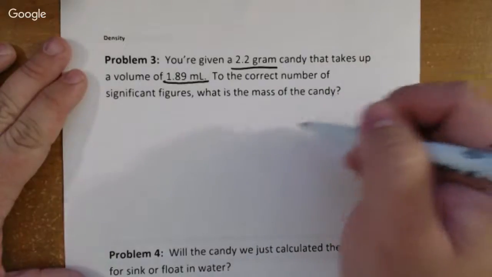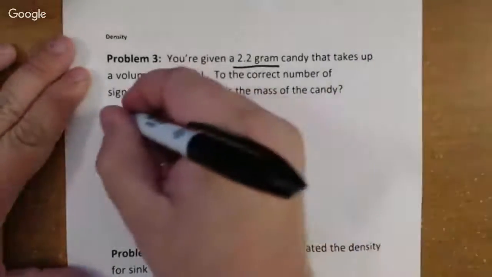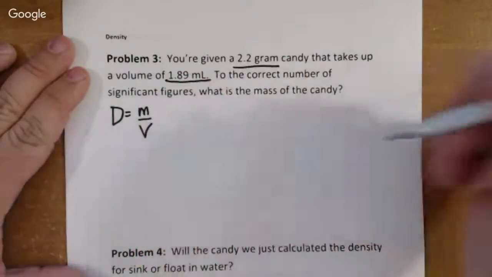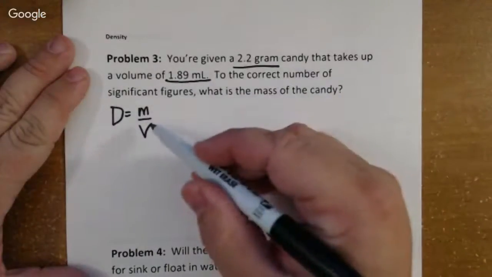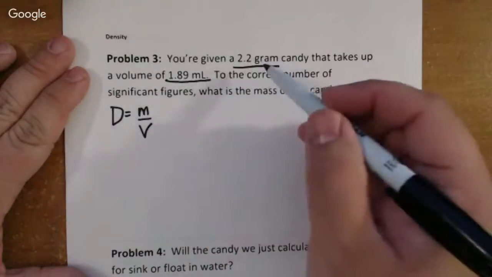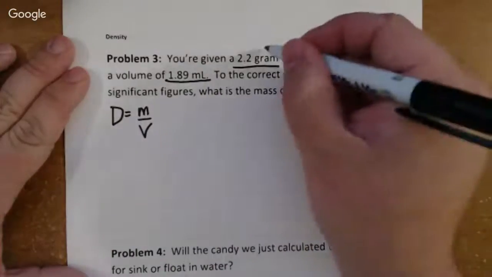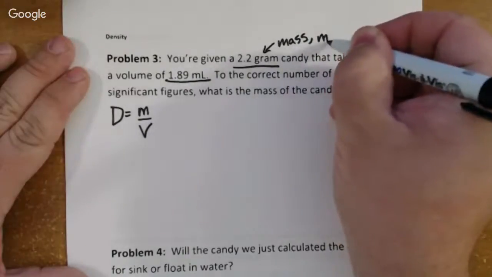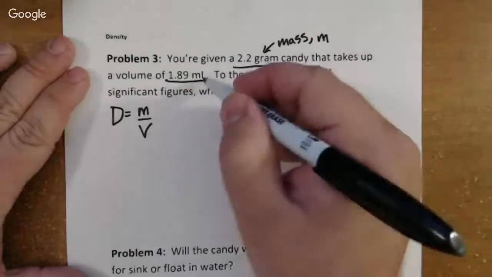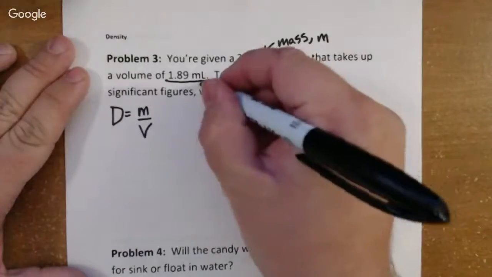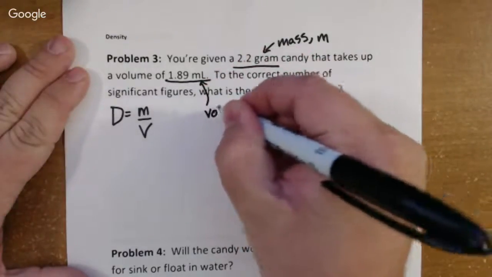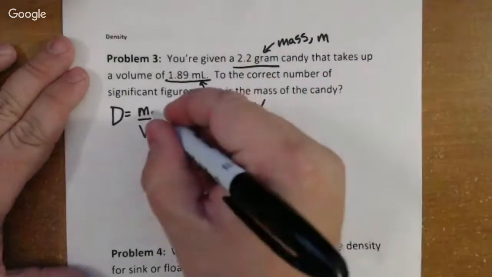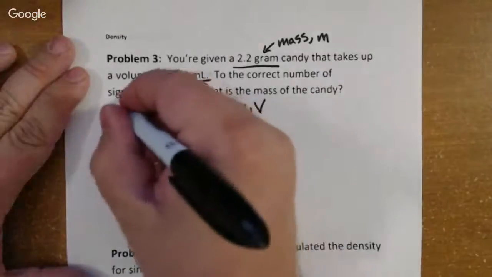Okay, if this was a test problem, you would be given also D equals M over V. So we have that to work with. Now we just have to label what we have. Gram is a unit of mass. And in the density equation, mass is M. 1.89 milliliters is a volume. And in the density equation, that's our V. So we've got M, we've got V, we can solve for D.